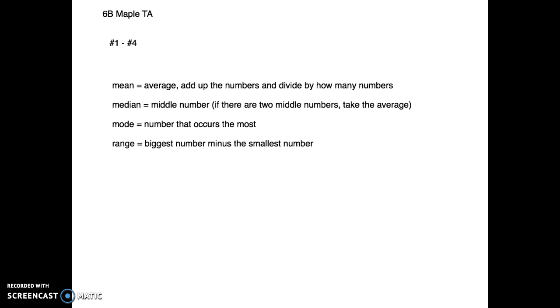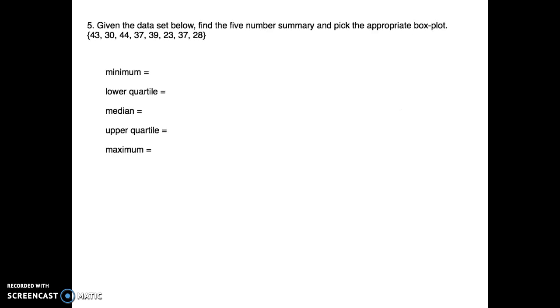So the next one I want to talk about is number 5, and it's the 5-number summary, and then we're going to make a box plot. So the first step is to put the numbers in order from least to greatest.